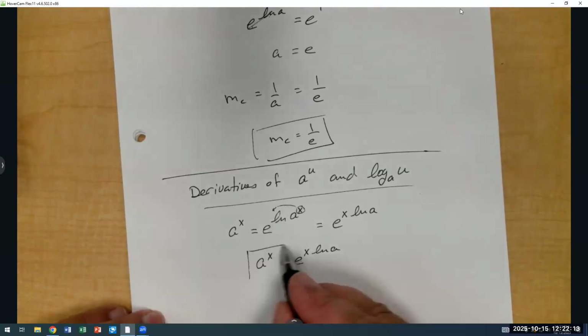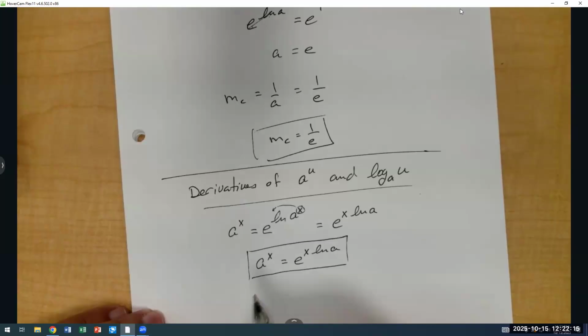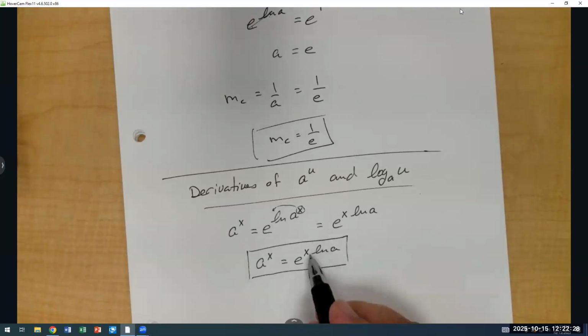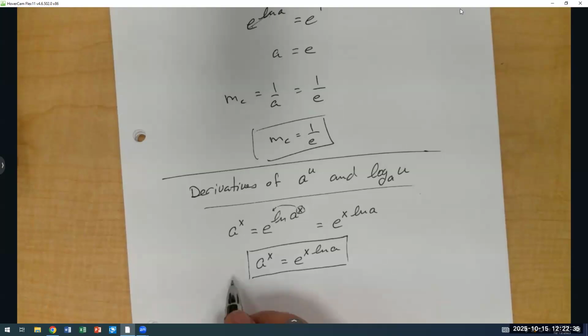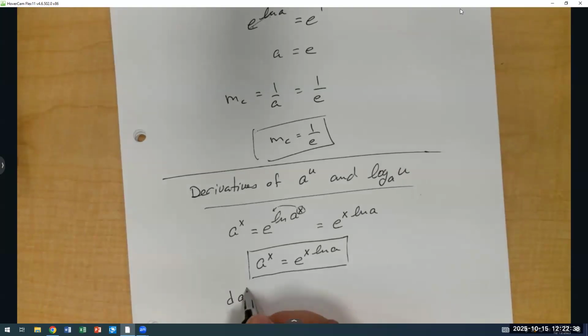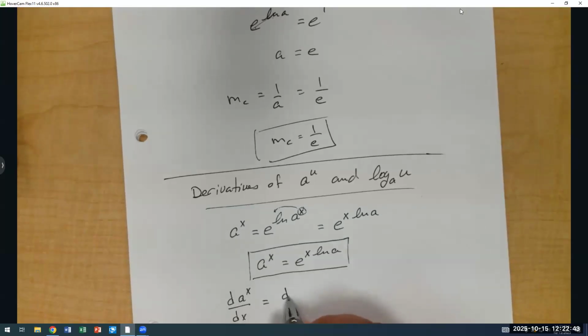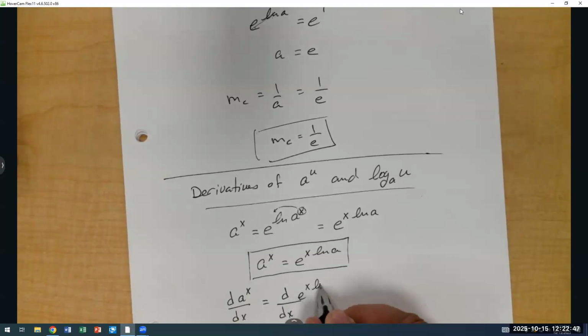Why is that important? Because when we take the derivative of e^(x ln a), we only take a derivative with respect to x, so the ln a doesn't play any part in it. So the derivative of a to the x is the derivative of e^(x ln a).